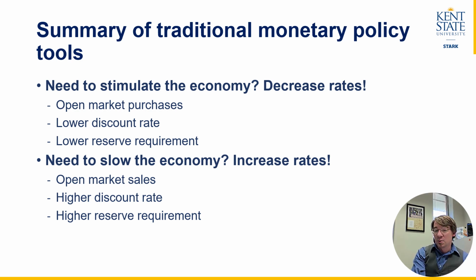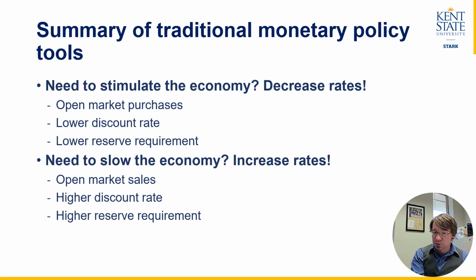And finally, the lower discount rate. If you have a low enough discount rate, it actually might make sense for banks to borrow from the Federal Reserve and then re-lend, right? So this would be a case where we definitely have additional funds available. Then, do we need to slow the economy? Do exactly the opposite. Do things to increase rates.